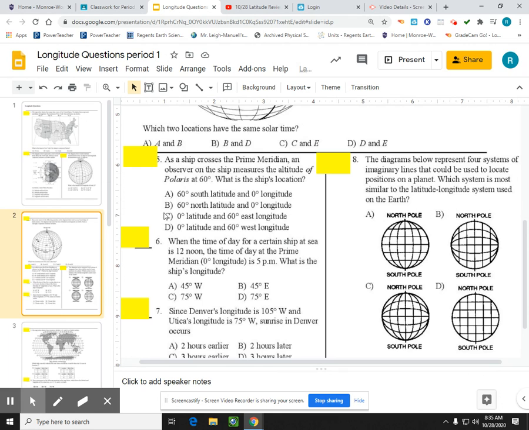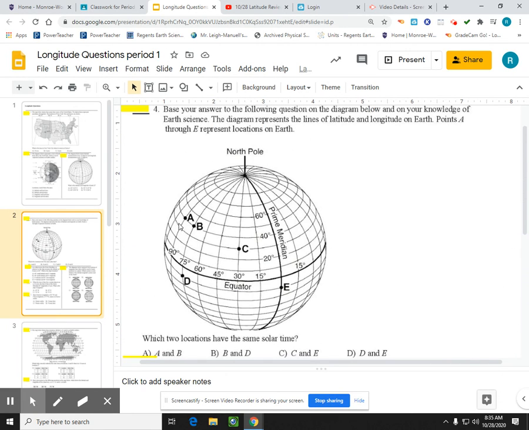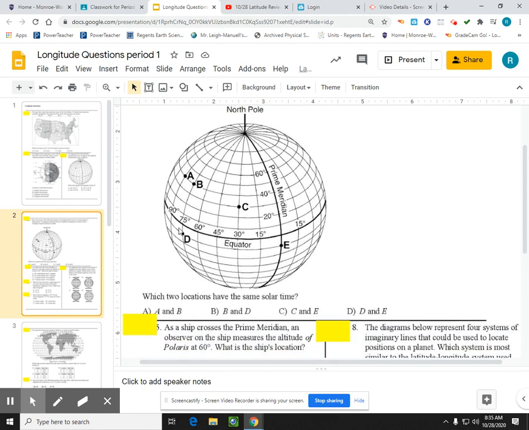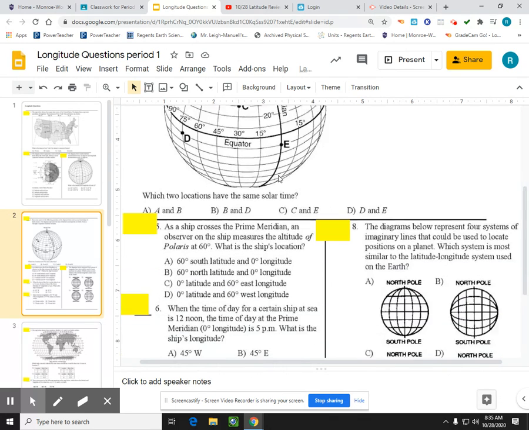Let's go to number 4. Okay, number 4 gives a whole bunch of information. Let's just read what it says down here. Which two locations have the same solar time? Locations that have the same solar time would have measured, using the sun, when noon was, and they'd find they were on the same longitude. So B and D would have the same solar time. They're on the same longitude.